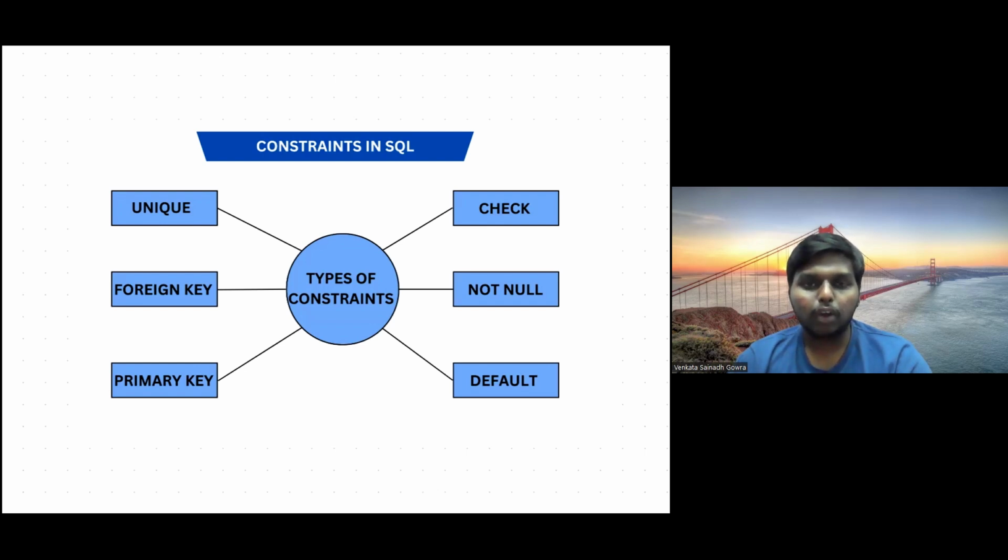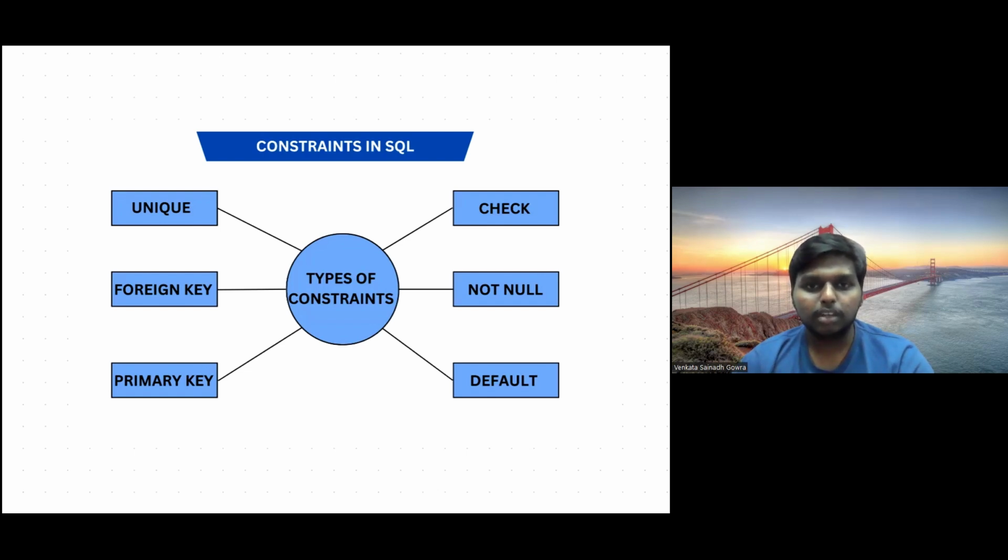Next, default. Here we give a default value for a column. Next, unique. Here, unique means the data which is entered must be unique and must be different from all the inserted values. That is, there is no duplication of data. Next, primary key. Primary key is a restriction where the given data must be unique and not null, both at a time. And foreign key.